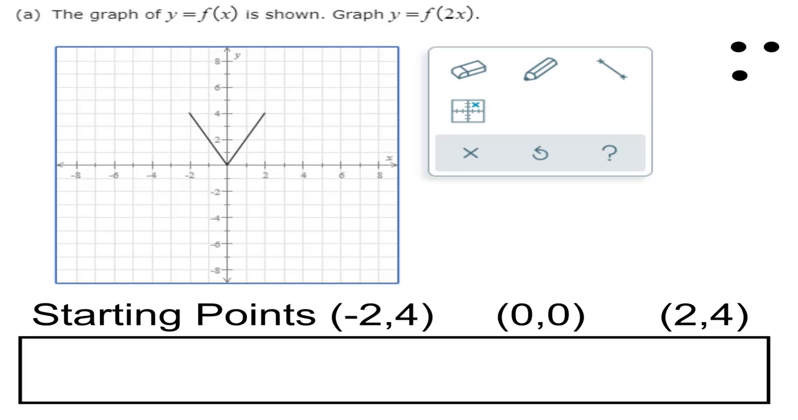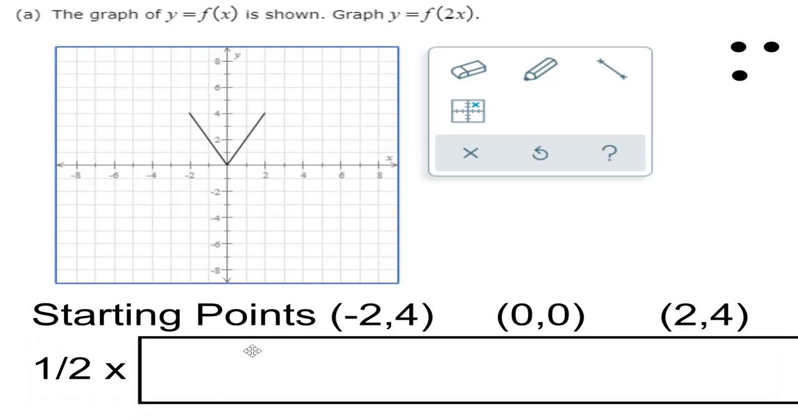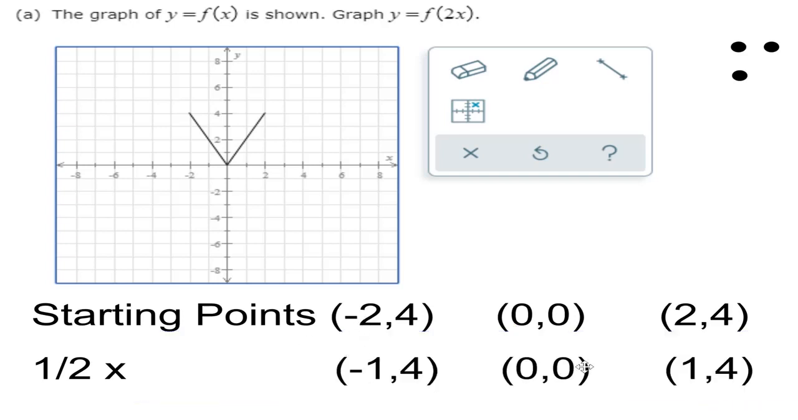Okay, now in this problem, notice that we have a 2 inside the parentheses instead of a negative sign or anything else. If you remember back to the cheat sheet at the beginning, we do the opposite of whatever is inside the parentheses. So in this case, since it says times 2, I'm going to multiply by 1/2, or divide by 2. It's the same thing. So I'm going to do 1/2 x. I'm going to take all the x values and cut them in half. So that negative 2 becomes a negative 1. The 0 stays a 0, and that 2 becomes a 1. Notice the y's do not change.